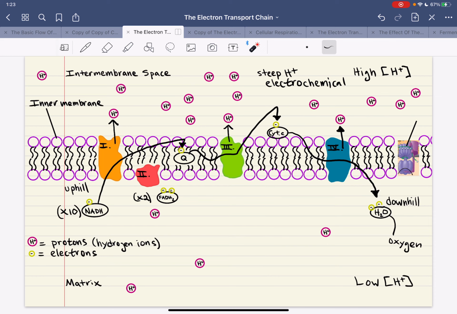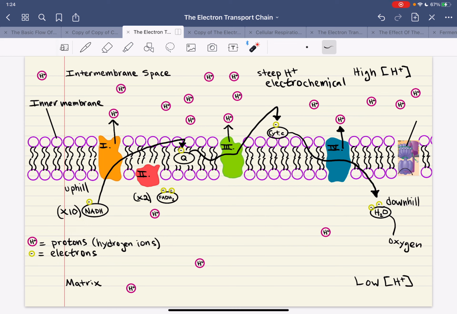FADH2 does not donate its electrons here. Instead, its electrons get passed to complex 2, which then go directly to Q. So it takes a slightly different path as such. And that path misses complex 1 and results in less protons getting pumped. So in a sense, these electrons result in slightly less ATP production. Not ultra important, but it's worth pointing out, because otherwise you're just left wondering what on earth was the point of any of this. That's why. But I'm only going to test you on NADH.